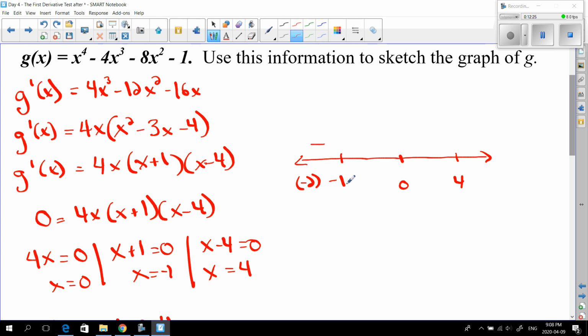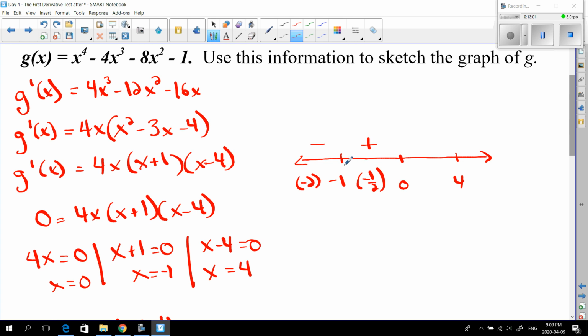My next interval I want to test from -1 to 0. All right, you can pick -1/2 or anything between -1 and 0. It doesn't matter. 4 times -1/2, that's -2. -1/2 plus 1, that's +1/2. -1/2 minus 4, that's -4.5 or -9/2. This would be a negative. This would be a positive. This would be a negative. A negative times a positive times a negative. Well, two negatives make a positive times this positive gives me a positive.